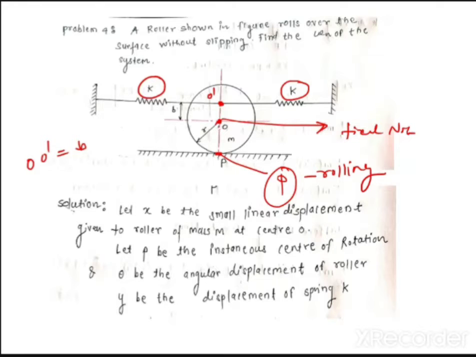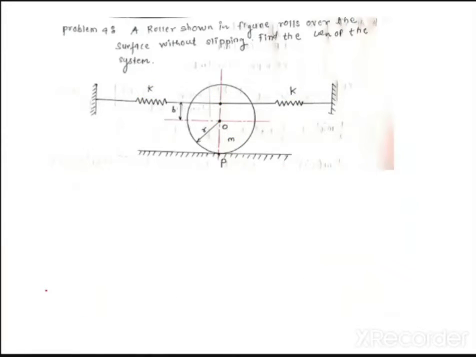Okay, and then the O to P distance is nothing but R. That is the radius of the roller is R, and the mass of the roller is small m. This is what they have given. Is it clear? Have you understood what is the difference?